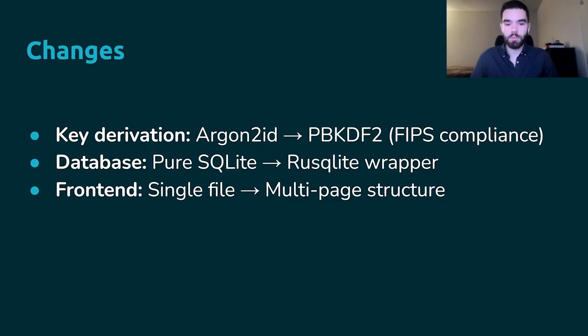For storage, our plan was to use pure SQLite, but that would have required writing low-level C code, manually handling memory, and implementing many database features ourselves. To avoid unnecessary complexity and improve safety, we switched to Rusqlite, which provides a secure, high-level Rust wrapper around SQLite while still giving us full control over the database.